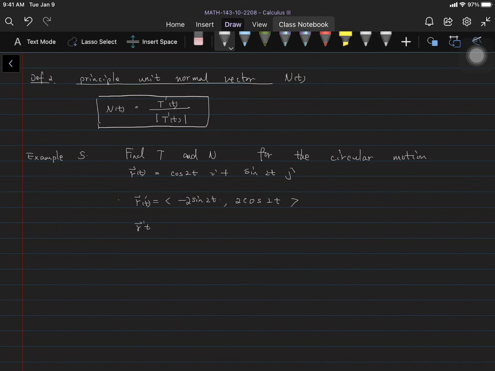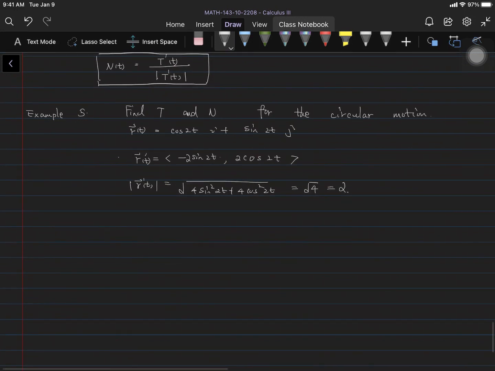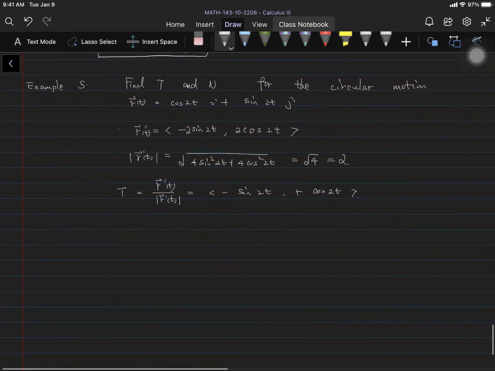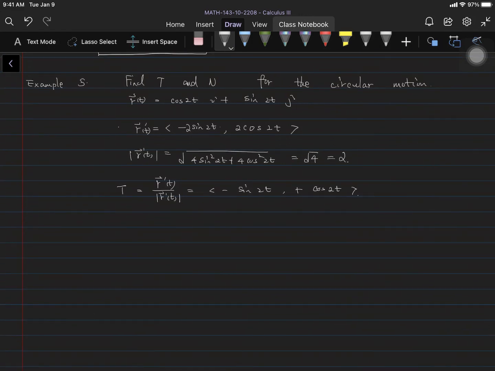And how to find the T vector? We need the length of this vector, which is the root of 4 sine squared plus 4 cosine squared, and it's just the root of 4 after simplifying, which is 2. So what is the unit tangent vector? I can write down the formula again: r prime t divided by the length of r prime t, which is negative sine 2t, positive cosine 2t. We just use r prime of t divided by the length of the derivative.